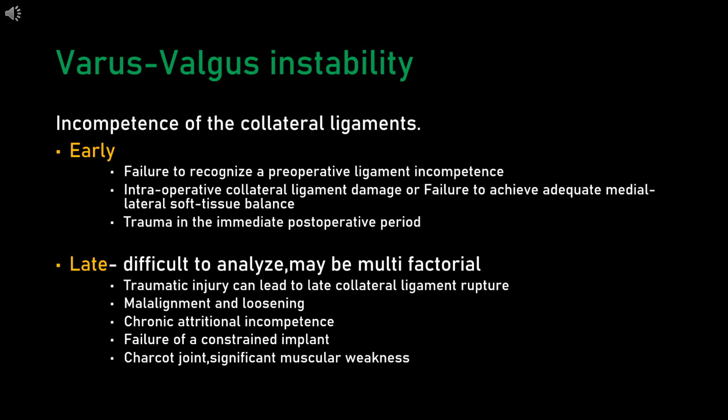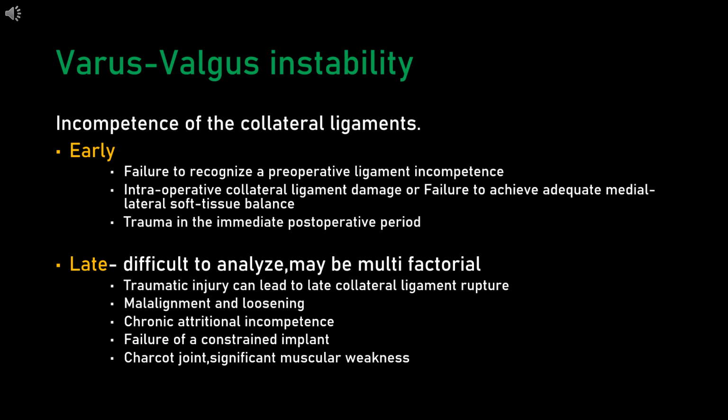Incompetence of the collateral ligaments is the cause of varus and valgus instability. Early instability is because of failure to recognize preoperative ligament incompetence, intraoperative collateral ligament damage, failure to achieve adequate mediolateral soft tissue balance, or trauma in the immediate postoperative period. Late instability is difficult to analyze and may be multifactorial.